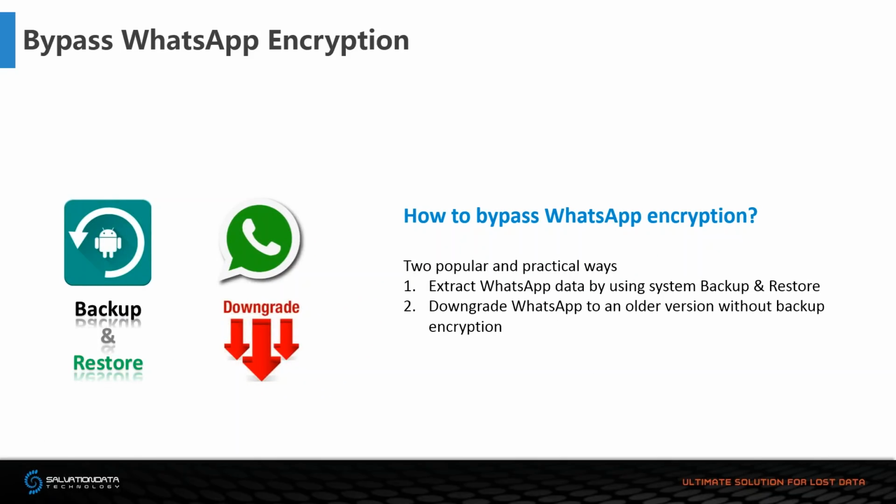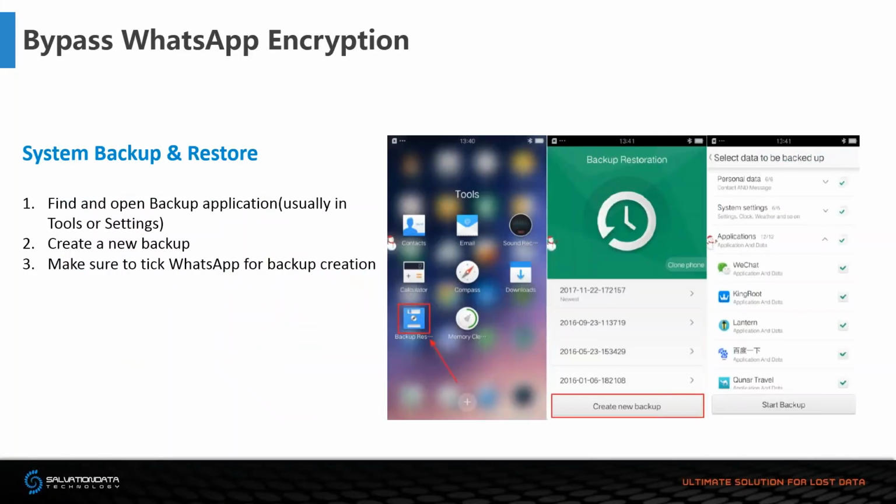Today, I'm going to introduce two ways of extracting WhatsApp messages without rooting a smartphone. The first way is to extract WhatsApp data by using system backup and restore. And the second way is to downgrade WhatsApp to an older version which has no backup encryption. Now first, let's see how to make use of the Android system backup and restore feature to extract WhatsApp messages.